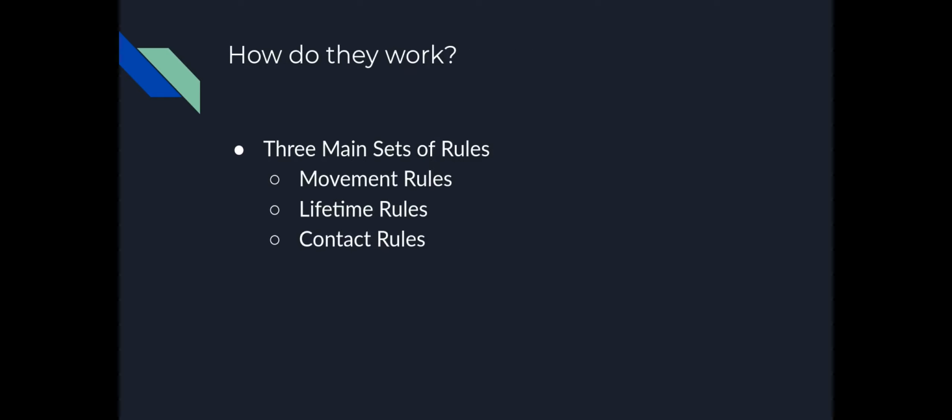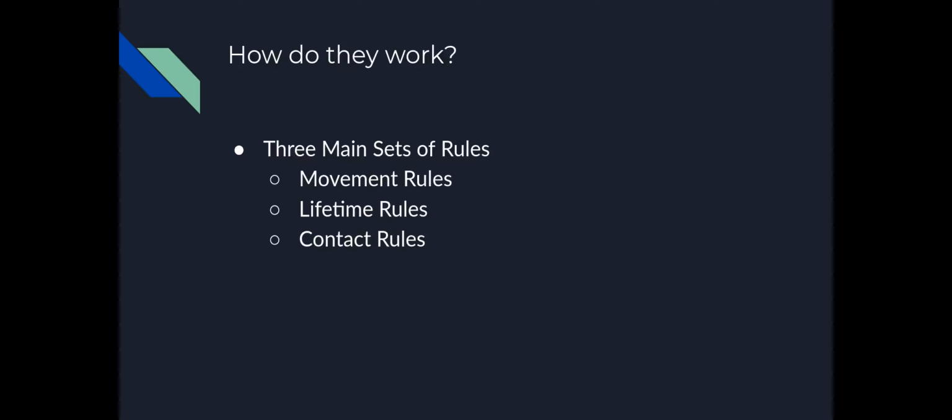So there's three main sets of rules we use to update particles. There's movement rules, which determine how the particles move. So for example, a solid particle wouldn't move at all, a powder particle would move and sort of form sand piles. A liquid particle will move and try and spread out and fill its surrounding area. And gas particles will diffuse.